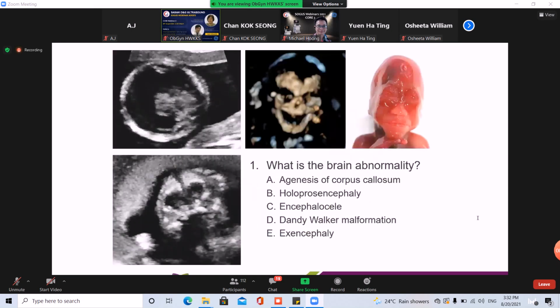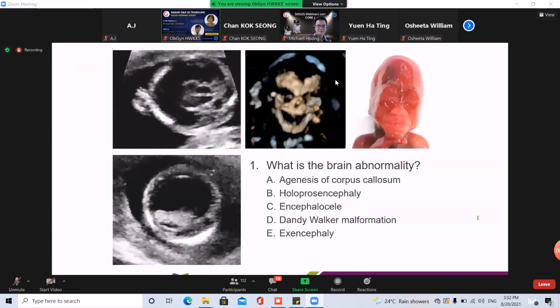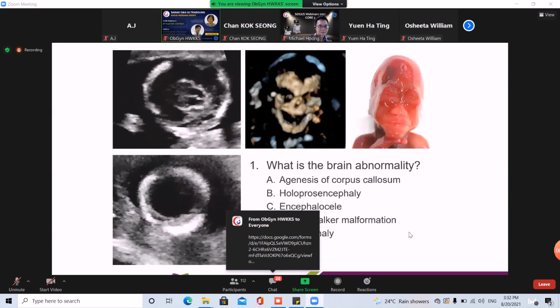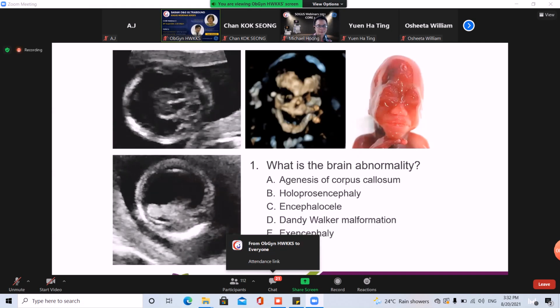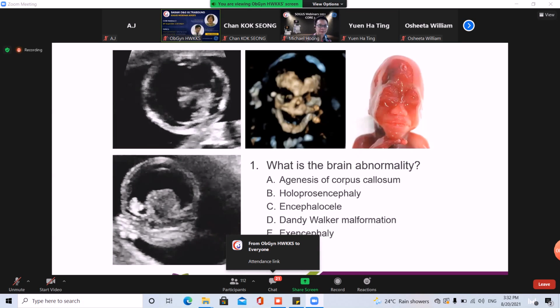Now, just to show you the first question. This is the transverse plane. This is the coronal plane. This is the 3D image. This is the abortus. So what is the brain abnormality? A, B, C, D, E. You just write down the answer.